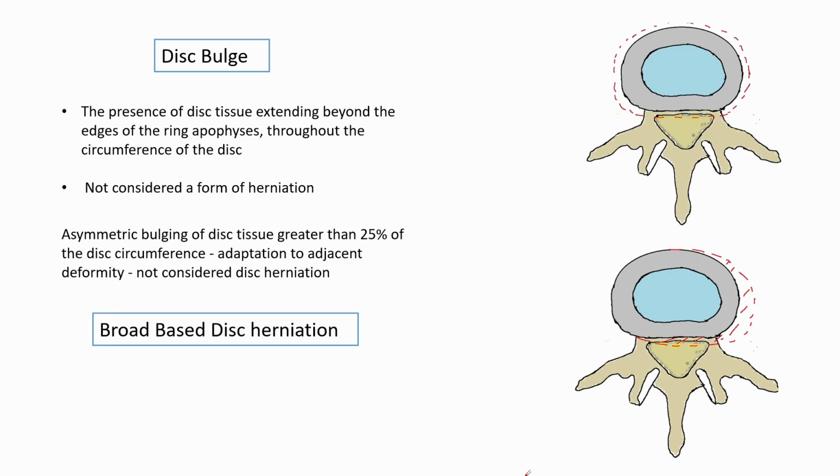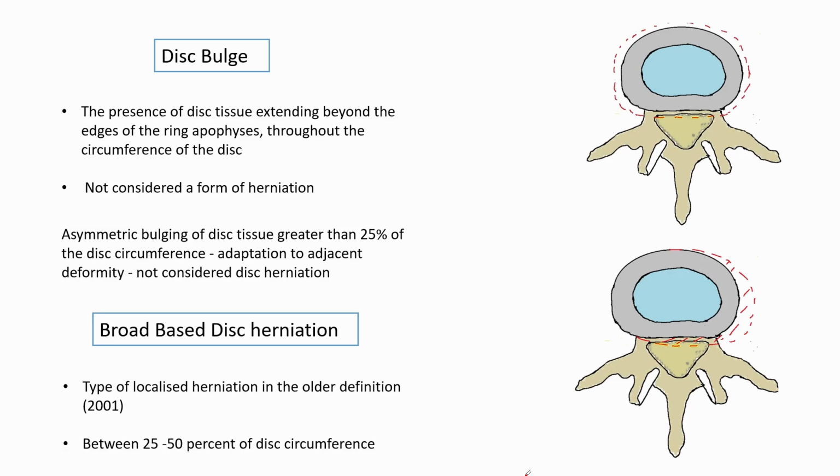Coming to the term broad-based disc herniation. This was used in the older definition and was a form of localized herniation. When used, it means a bulging of disc which involves 25 to 50% of the disc circumference.